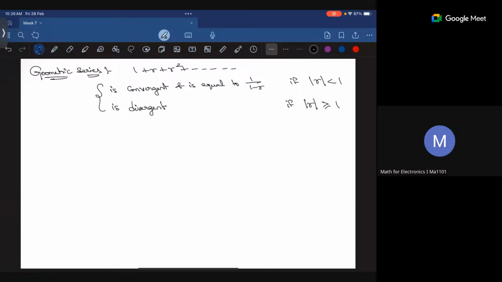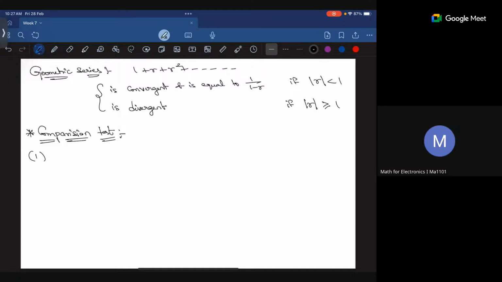Using this known geometric series, we can comment about convergence and divergence of some other series using the test called the comparison test. So what we are going to do is compare the new series, the series which we have, with the geometric series and conclude whether the new series that we have been given is convergent or divergent. Okay. So that is what comparison tests do. So for convergence, this is how we check.